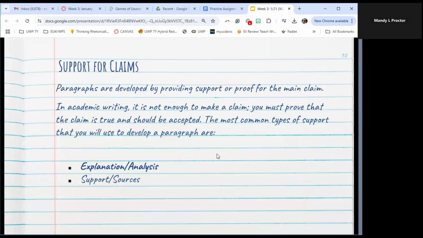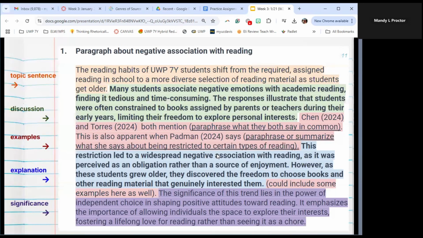And then, of course, we want support, right? We can't just make a claim. We have to prove that this claim is true. And then there are common types of support. You're going to have explanation, discussion, and analysis. And you're also going to have support and sources. Okay. So when we think about explanation and analysis, that can show up in a couple different ways, right?